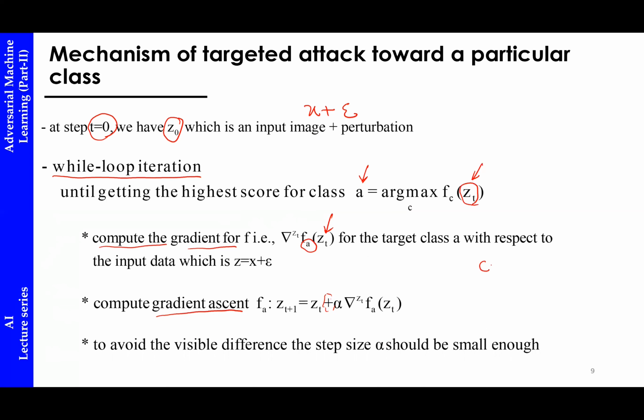Remember that the original class is c, and we said it is dog, and we need it to be classified as a, which was cat, which is not the original class. Therefore, here we need a gradient ascent. And about the alpha, we should have small steps just to avoid making visible differences. We take small steps of alpha. Alpha is the parameter that we use here.